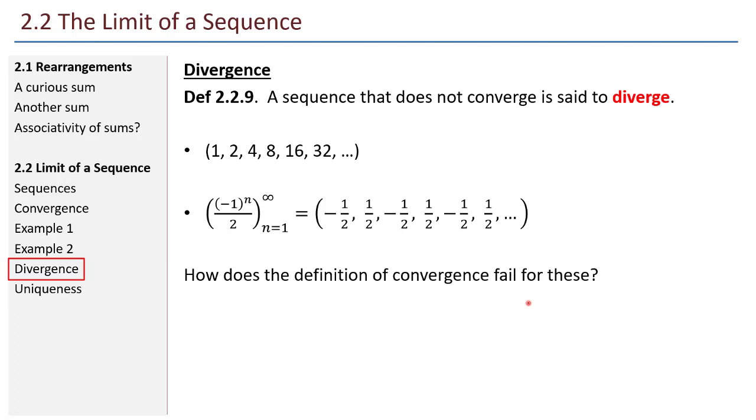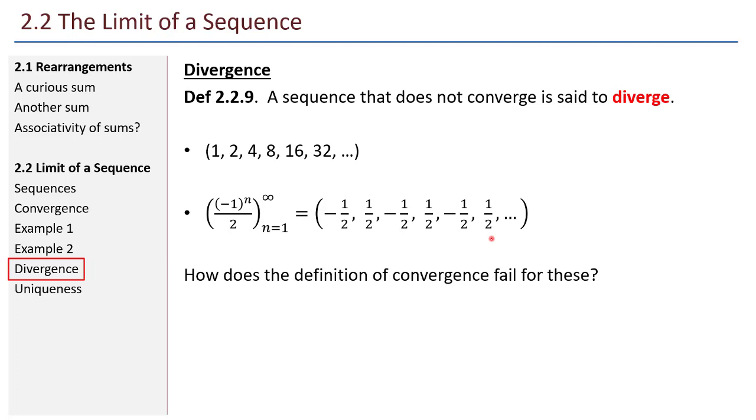Divergence. A sequence that does not converge is said to diverge. And there are two ways that a sequence can diverge. In this first example, the terms of the sequence just go higher and higher and higher. They diverge to infinity. In the second sequence, -1/2, 1/2, -1/2, 1/2, the terms just bounce around. They never actually get arbitrarily close to some number.